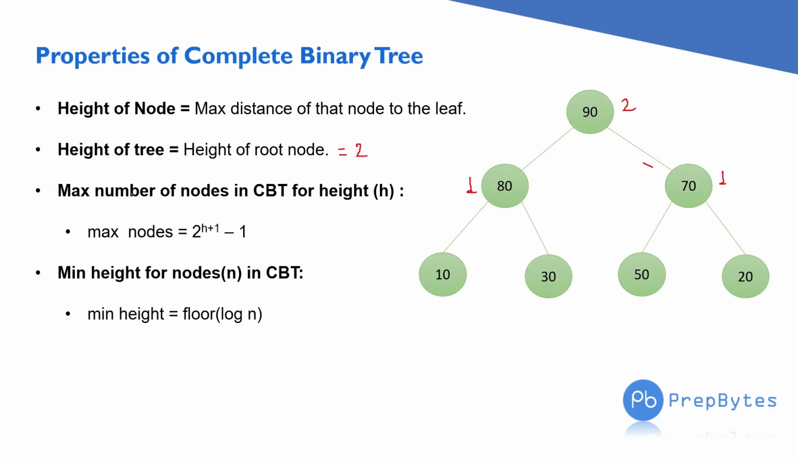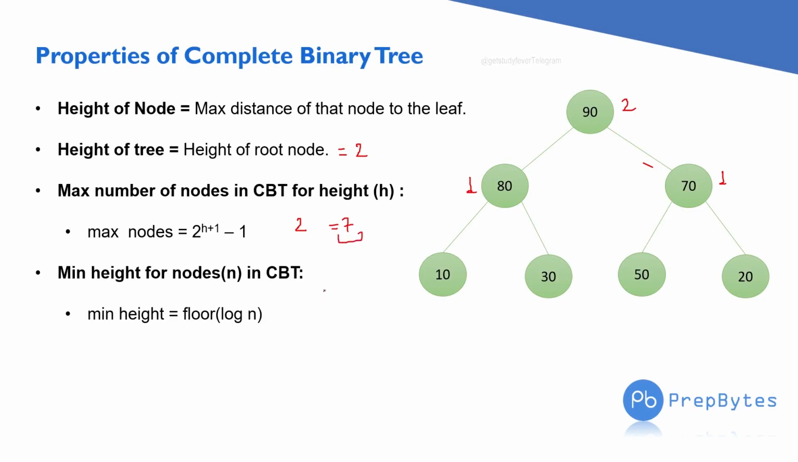Correct? Now for this case, my maximum height is 2. So maximum nodes in a complete binary tree, just put that into this formula. 2 to the power of 2 plus 1 will give me 8. 8 minus 1 will give me 7. So total nodes become 7. So 1, 2, 3, 4, 5, 6 and 7. Yes. So this formula is correct. So we got our 7 nodes.